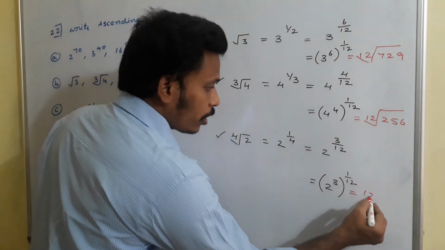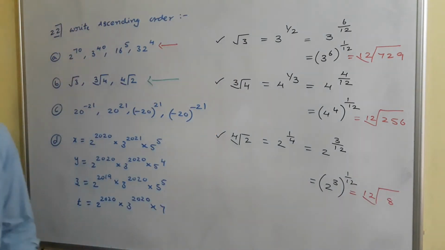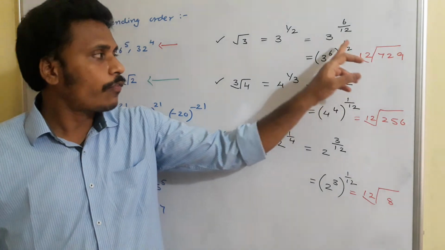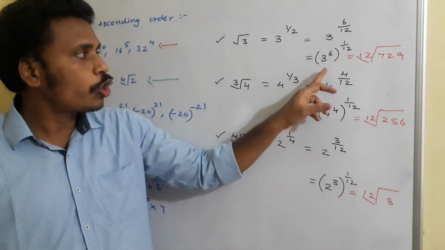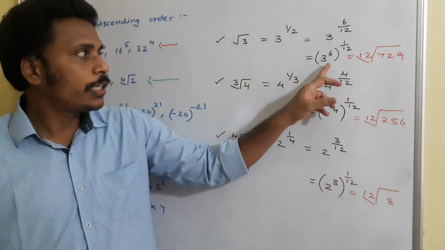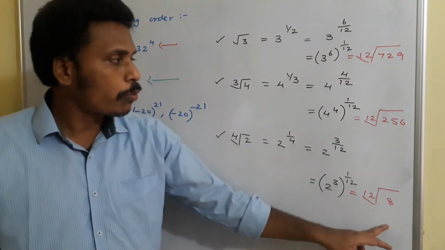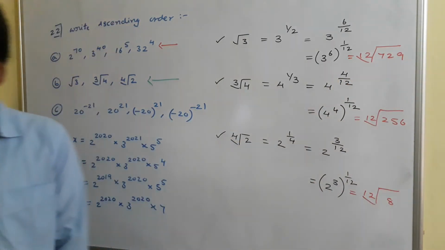And now this is the 12th root of 2 cube. Multiplication of 2 for 3 times is 8. And when you observe here, all these 3 are 12th roots. For all these problems, 1 by 12 is the power. So you just compare the bases: 3 power 6, 4 power 4 and 2 power 3. 2 power 3 is smaller, 256 is the next smaller and 729 is the next smaller.